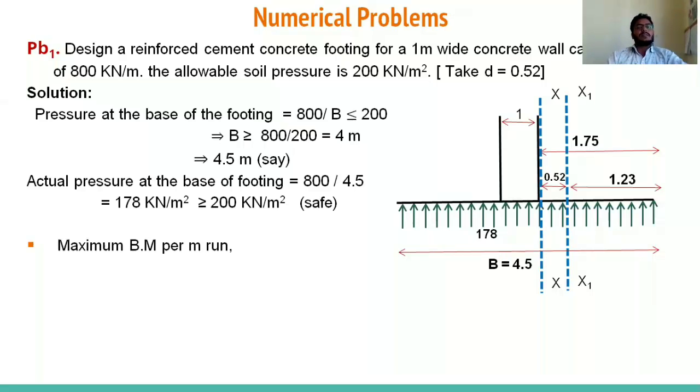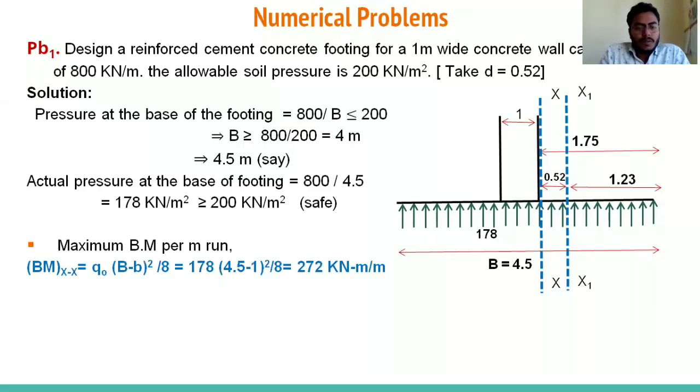Now the maximum bending moment per unit run, or per meter, you can calculate. We have this formula, with q naught as 178, capital B as 4.5 meter, and small b as 1 meter. We get 272 kilonewton meter per meter. Per meter here means the bending moment for 1 meter width of wall, per meter run.